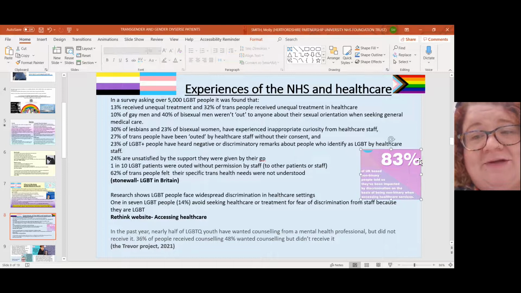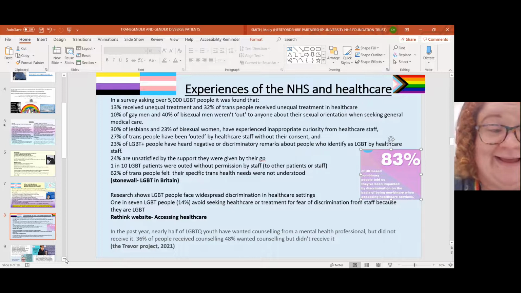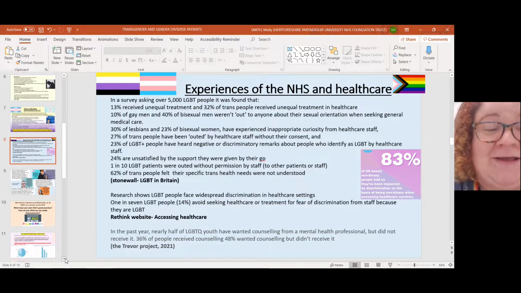This figure here is quite surprising. 83% of UK-based non-binary people told us that they've been impacted by discrimination on the basis of being non-binary when accessing healthcare. That is a really high amount of non-binary people that have been discriminated against trying to get the healthcare that they deserve. And that's disgusting, and this needs to change.